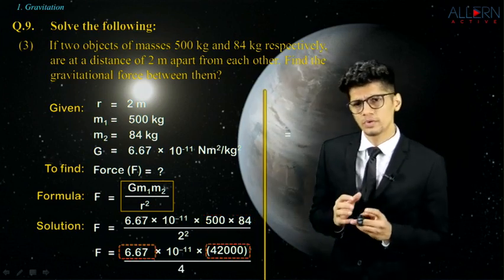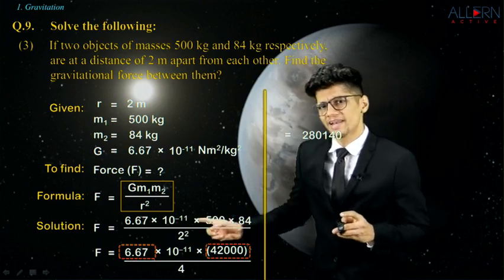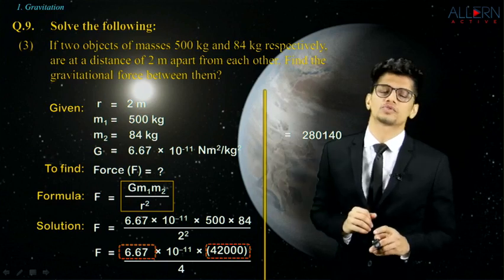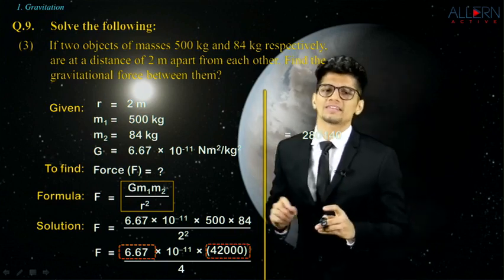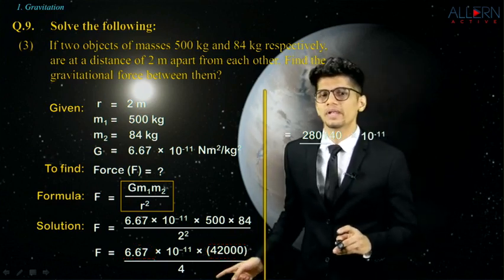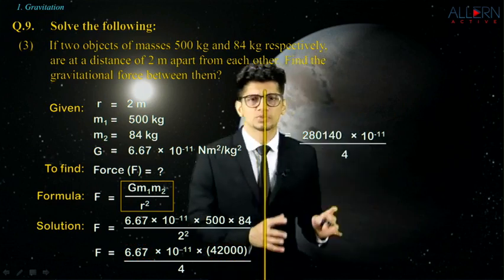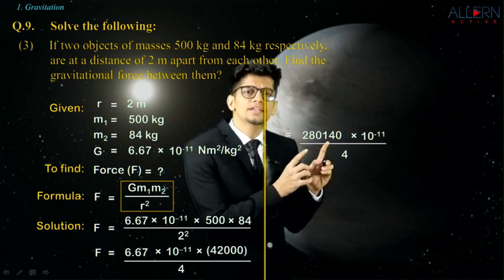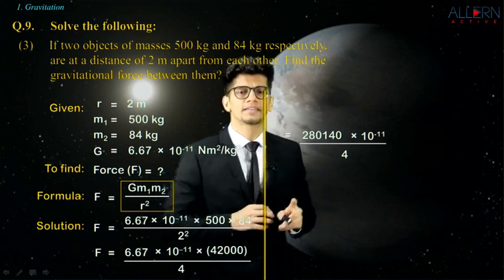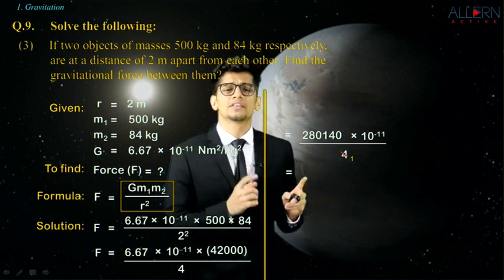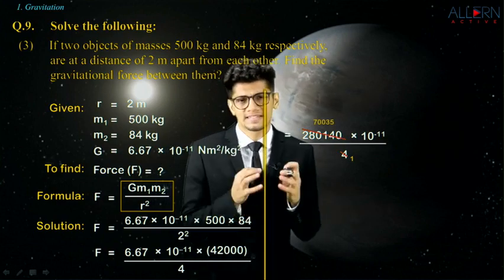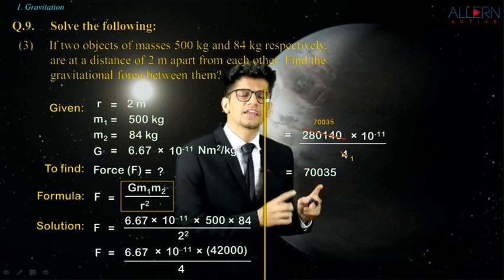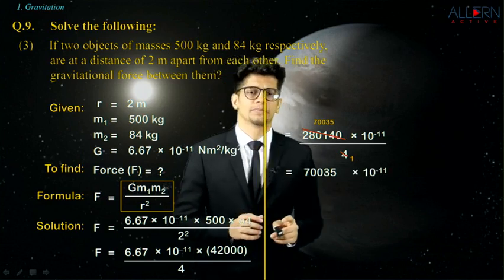Now we multiply 6.67 and 42,000, and the answer that we have is 280,140. What remains is 10 raised to minus 11, and in the denominator we have 4. So this is what remains. Now we have to divide 280,140 by 4. After dividing, the value that we obtain is 70035. Now 70035 into 10 raised to minus 11.